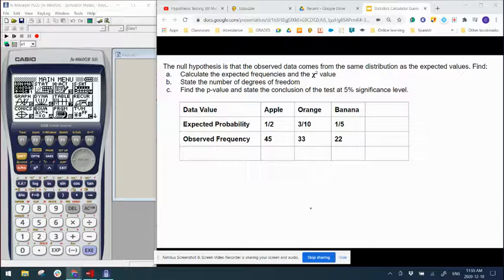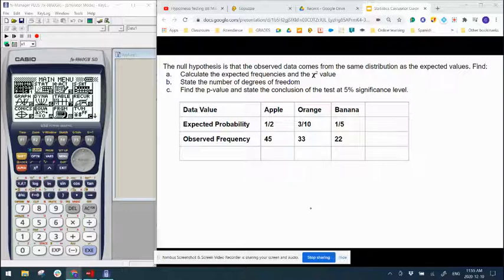So let's see what calculators do for the chi-squared goodness of fit test. Remember, for the goodness of fit, the null hypothesis is that the observed data comes from the same distribution as the expected values. So you're holding a conference and you expect half the people will eat apples, 3/10 will eat oranges, 1/5 will eat bananas.